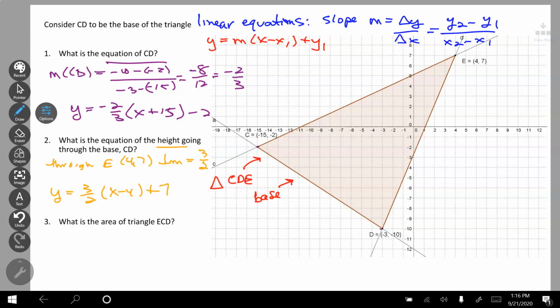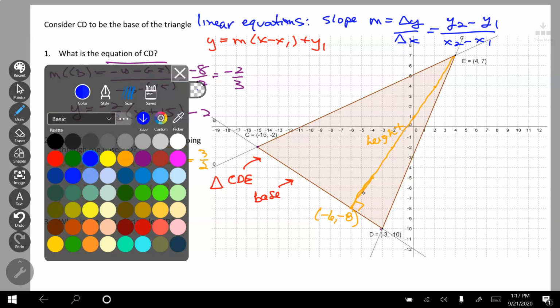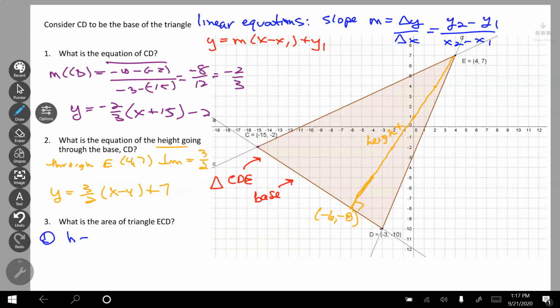Now I have to figure out what is the area. Well, I'm going to have to draw this height. So the point of this intersection of the height to the base is -6/8. So now I have to figure out the height, which is equal to the square root of the x's, 10 squared, plus the y's, 15 squared. I get 100 plus 225, which is 325.